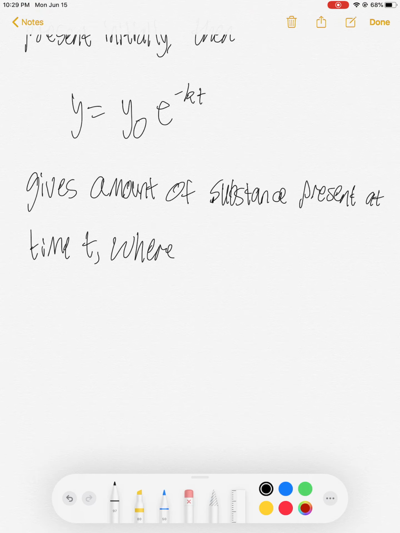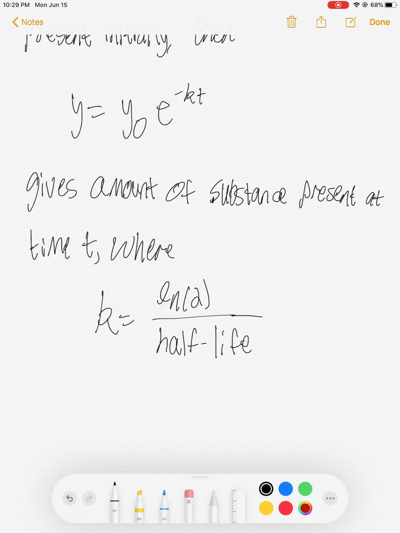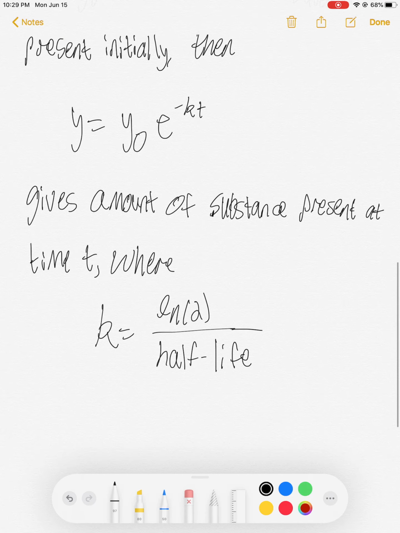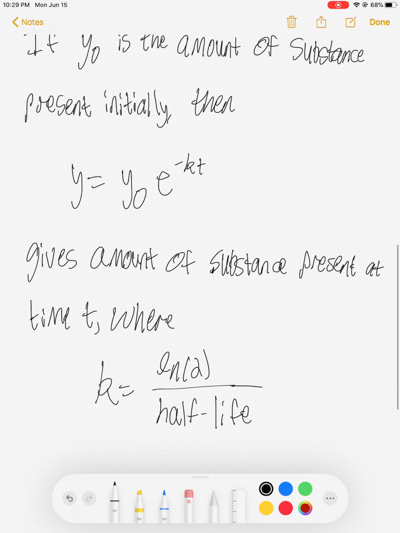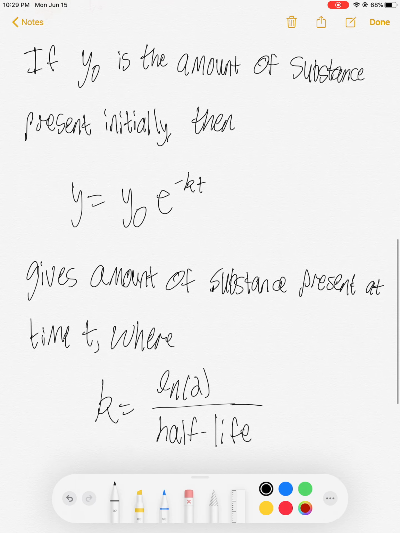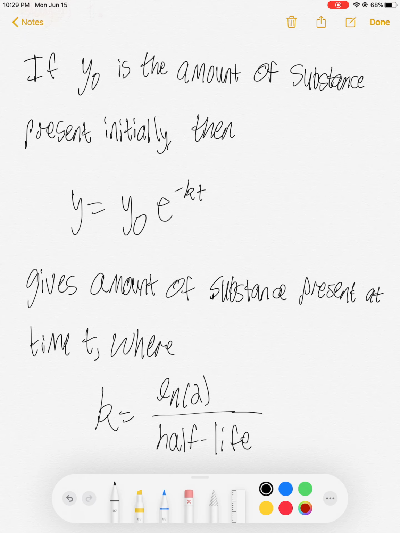gives the amount of substance present at time t. And you'll notice I haven't yet defined what k is here. This will be a general formula, where k is going to be ln of 2, the natural log of 2, over the half-life.